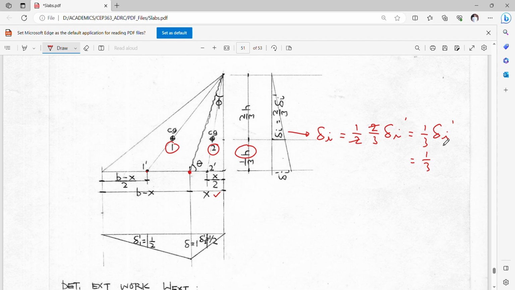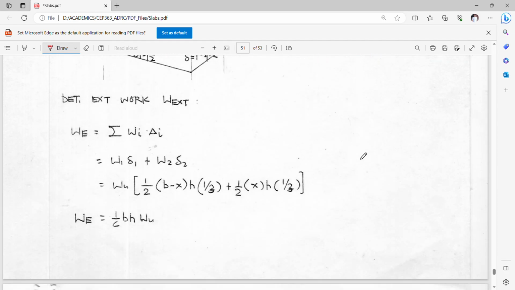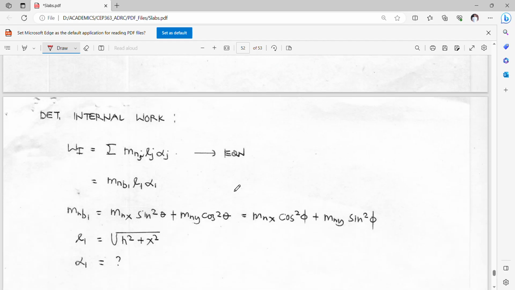Okay? So, for the virtual work method, we know that to obtain a minimum amount of energy, we have to equate the external work and the internal work. Your external work will be done by the loads, and your internal work will be done by the internal moments, your internal forces.